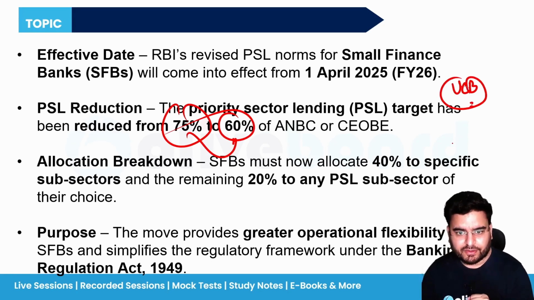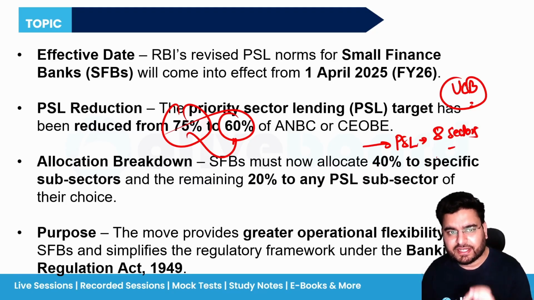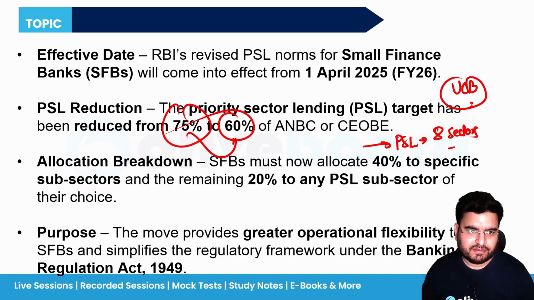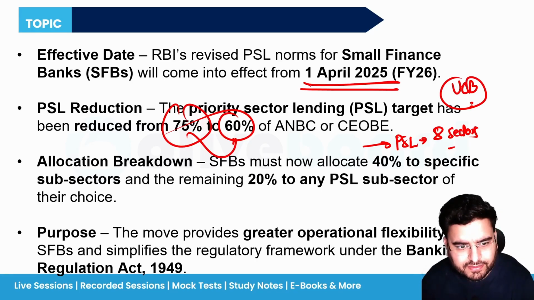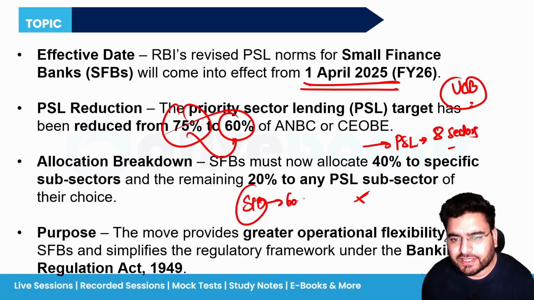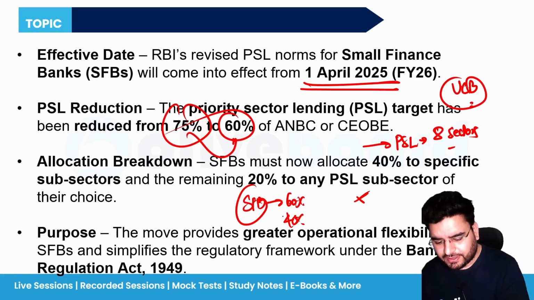So remember this thing. And how many sectors are there in priority sector lending? There are a total of 8 sectors. Please remember this thing. It is given on the RBI's website, and this is applicable from 1st April 2025, that is the next financial year, 26. All right. The sub-targets you don't have to remember. If you want, you can read them, otherwise you can leave them. Clear? So now small finance banks have to give only 60% of their ANBC to priority sector lending. Now they are left with 40%. They can invest in more money-generating areas. Got it? Just remember the target.